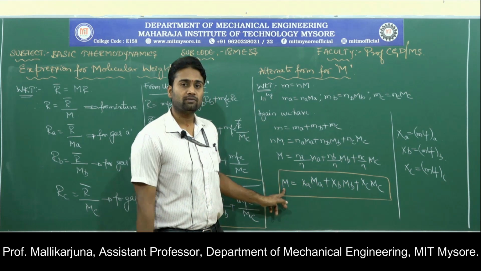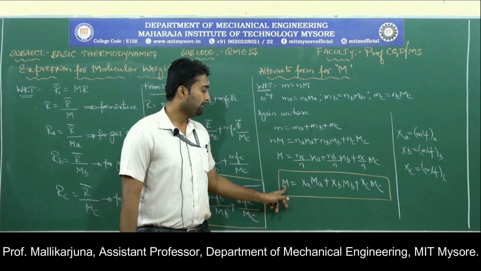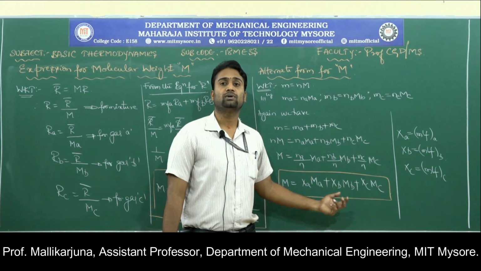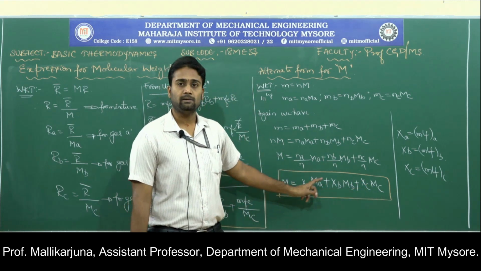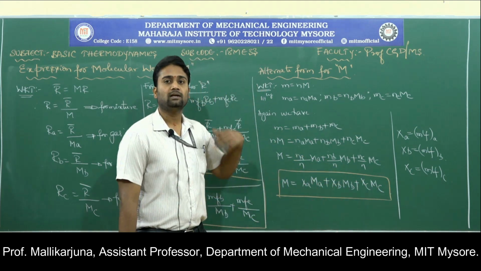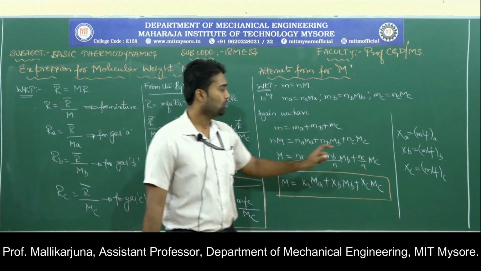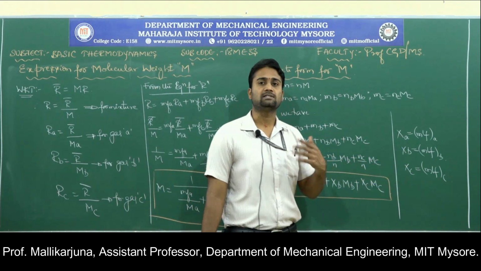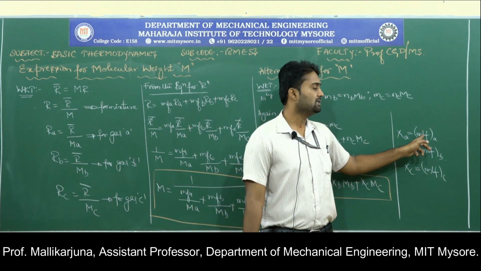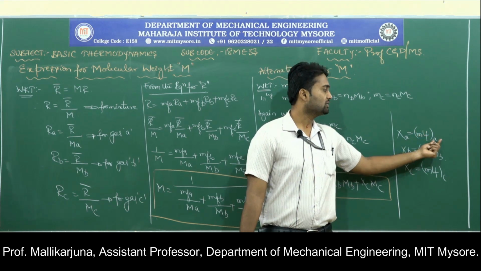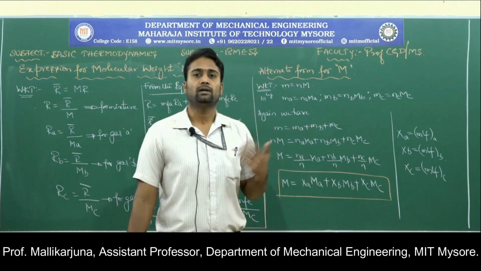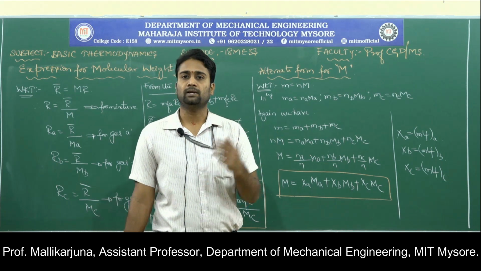Here also the equation looks very similar to the R equation. M is Ma plus Mb plus Mc, but you need to multiply the corresponding mole fractions with that constituent, that is Xa Ma plus Xb Mb plus Xc Mc. That is the molecular weight of the mixture in the alternate form. Here I have denoted Xa, Xb, Xc as the mole fractions. You can also write the mole fraction notation as MLF, where ML stands for mole, F stands for fraction: mole fraction of A, mole fraction of B, mole fraction of C. The notation is up to you. You can denote the mole fraction by X, or else you can denote it by MLF also.